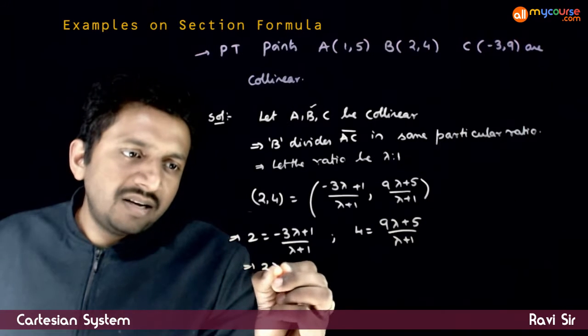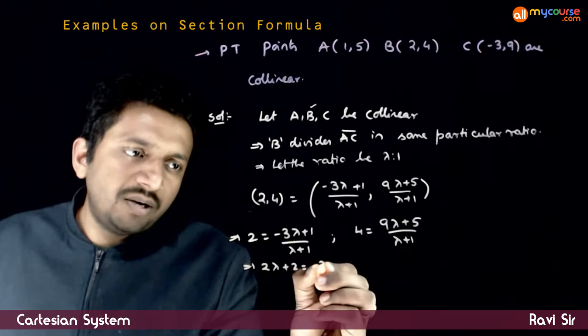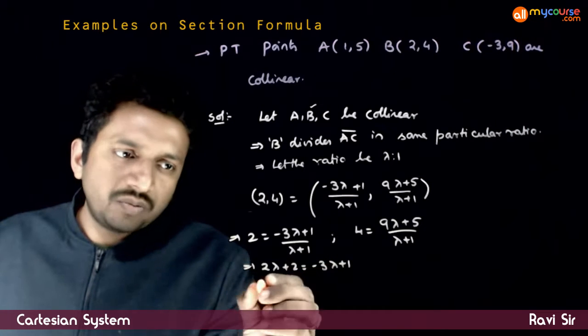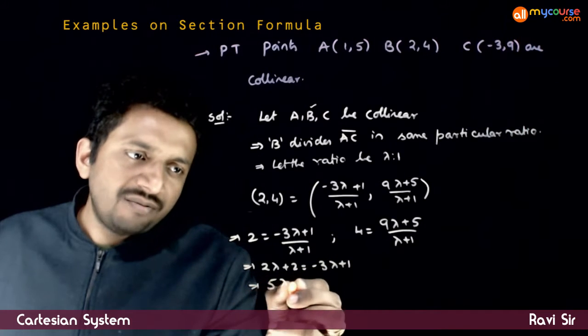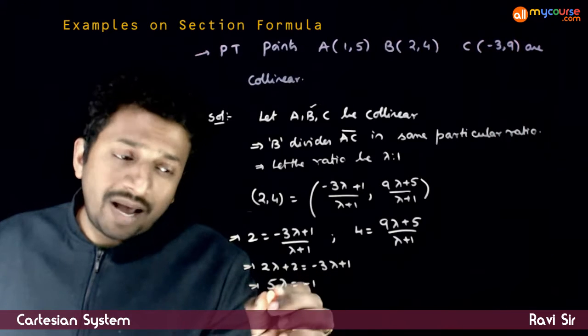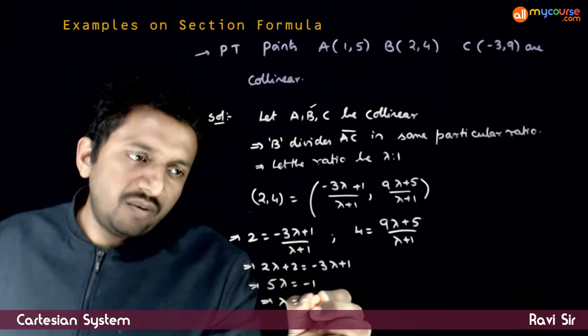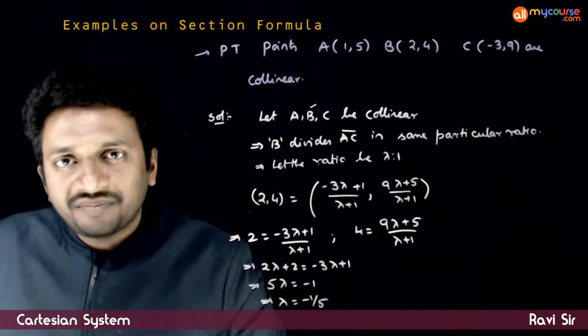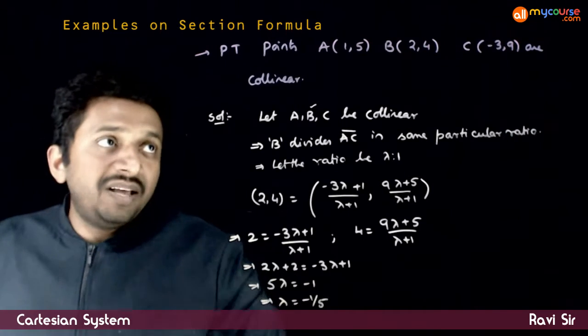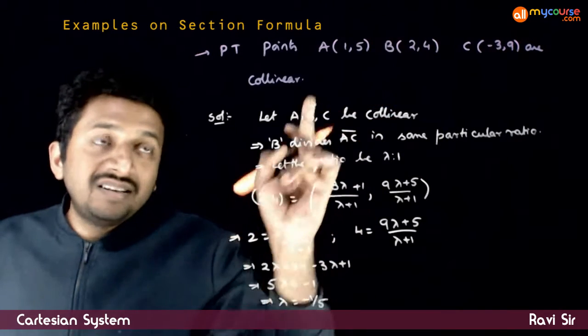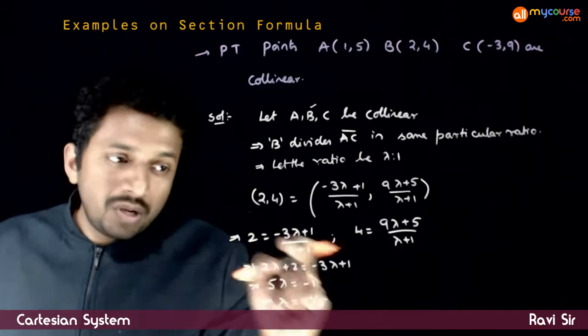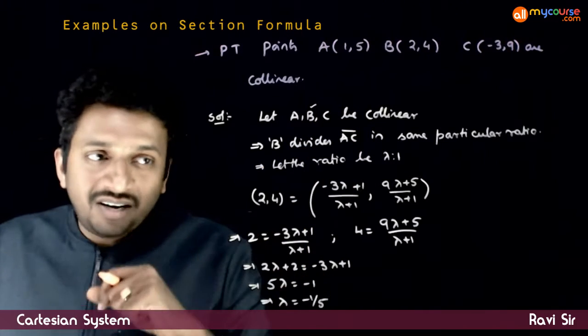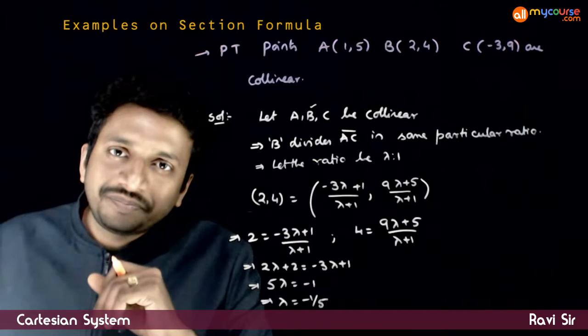This implies 2 lambda + 2 is equal to -3 lambda + 1. This implies 5 lambda is equal to -1. Lambda is equal to -1/5. So that means B divides AC in the ratio 1:5 externally according to the x coordinate.